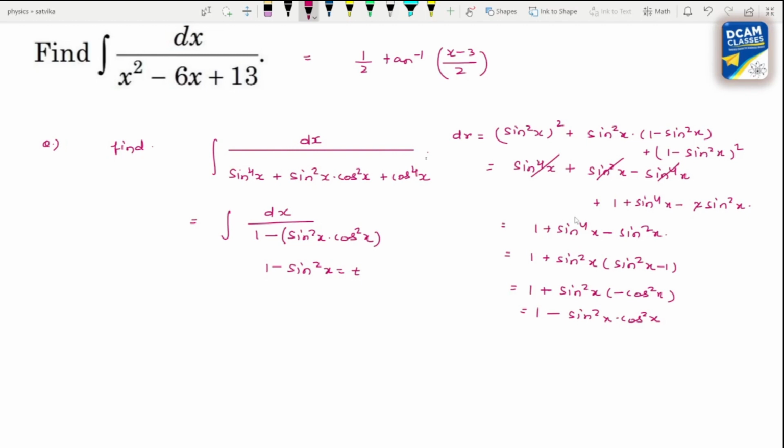Actually, I had an entirely different idea in my mind to solve this one. After this, if we go by your method, you have got stuck at this particular place. In this place, what you can do is divide the numerator and denominator by cos power 4x. So you can get secant power 4x dx divided by secant power 4x minus tan square x.